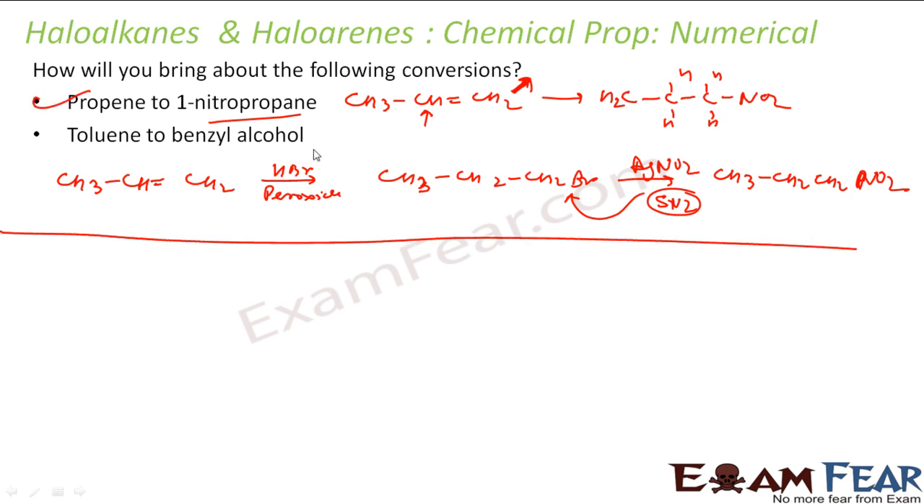Toluene to benzyl alcohol. What is toluene? This is my toluene, that is a benzene with a CH3. And I have to convert this into benzyl alcohol, that is CH2OH. So directly toluene to benzyl alcohol is difficult.